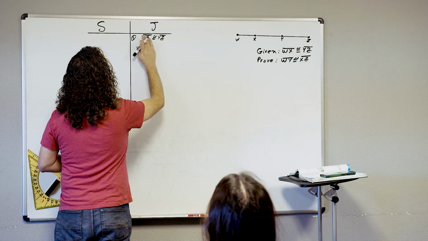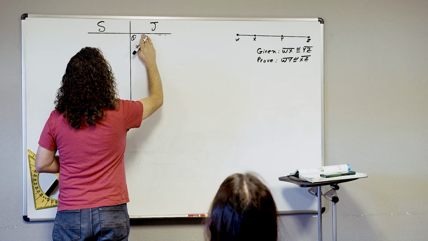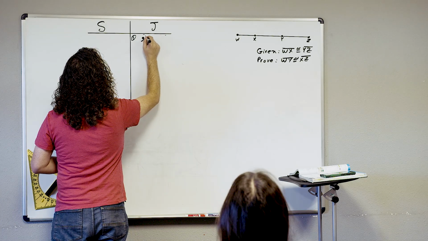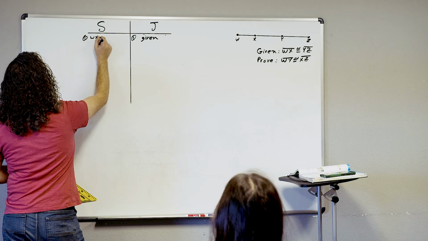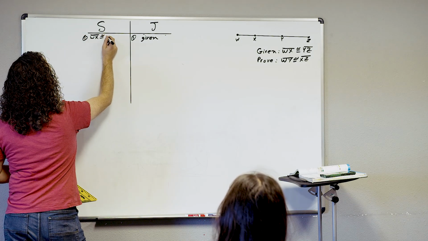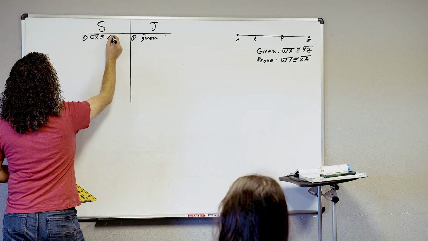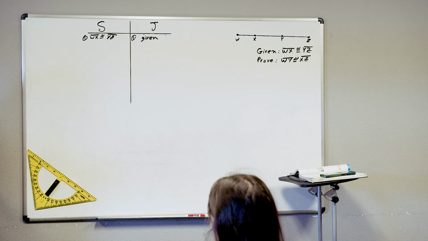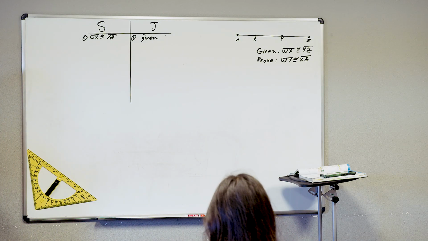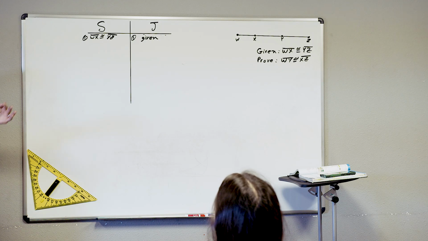Oh, I would feel like I made a mistake. Thank you. Number 1, WX is congruent to YZ. Yeah, I was just making my point for myself. Good job. Good job, me. Okay. We're trying to get to there.